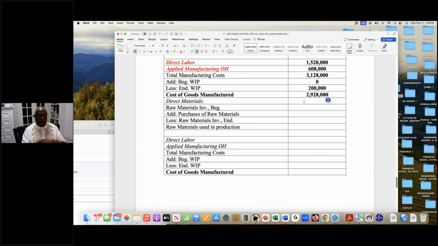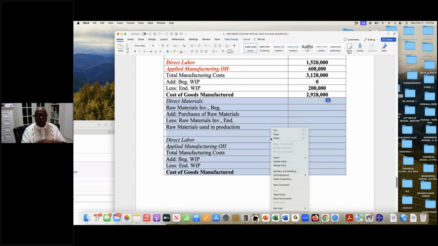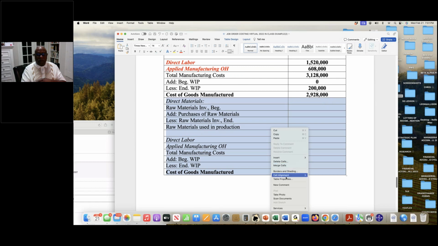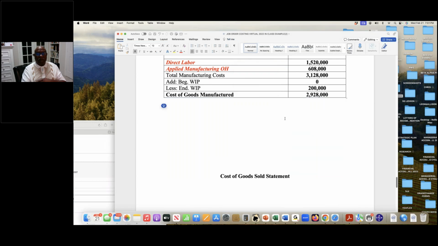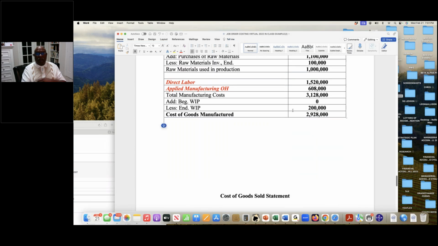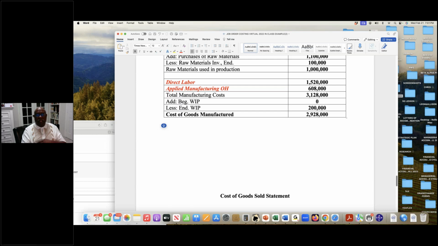Any questions? Could we just subtract the manufacturing cost with the ending work in process to get that 2 million? Say that again. We just subtracted the manufacturing cost from the ending work in process to get the cost of goods manufactured. Our total cost is 3,128,000. The ending was 200,000, so cost of goods manufactured was 2,928,000.